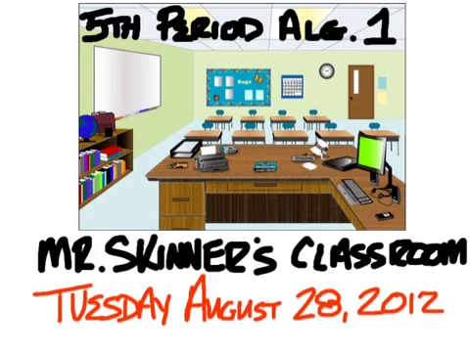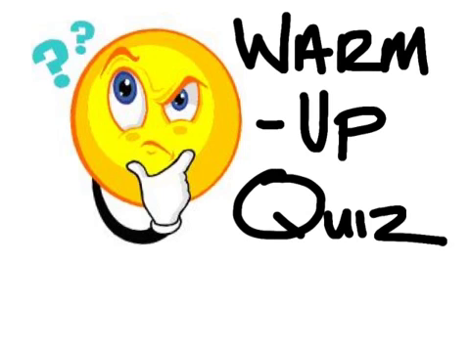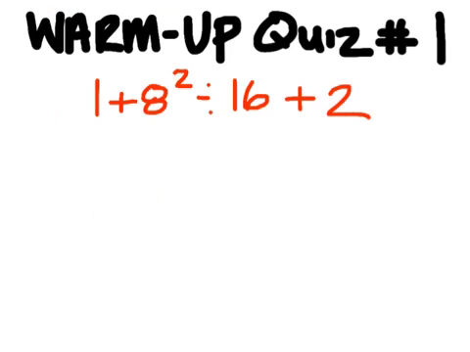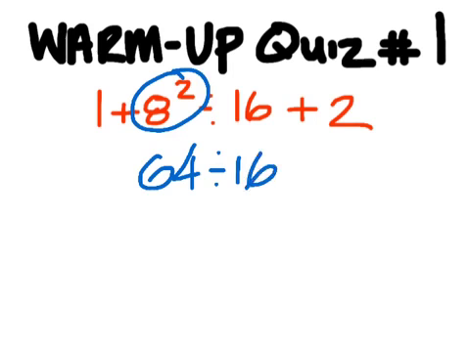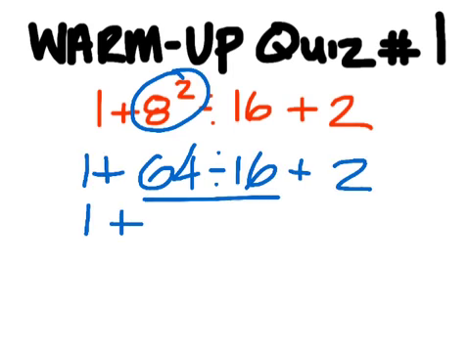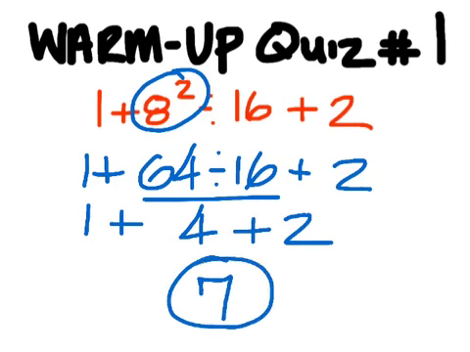Fifth period, Tuesday, August the 28th, Algebra 1. Warm-up quizzes first. Problem 1. You have to do 8 squared first, which is 64, and then divide by 16. This will be a 4, and then add 7.